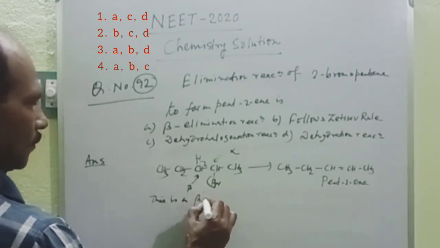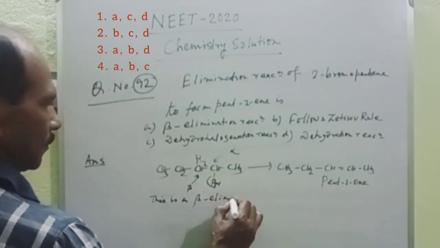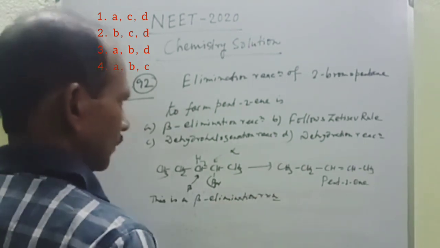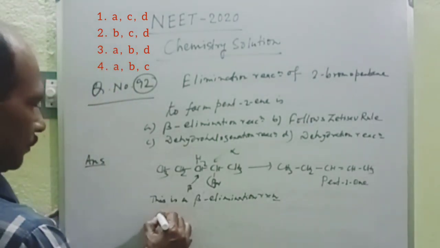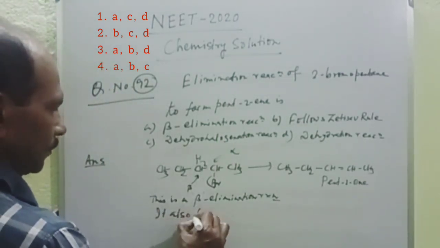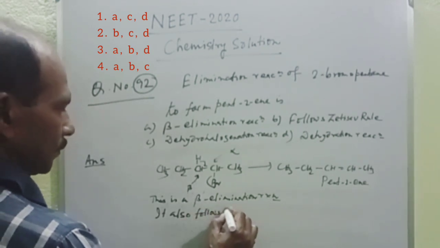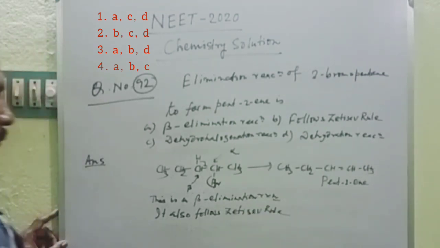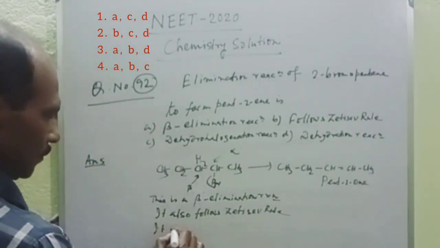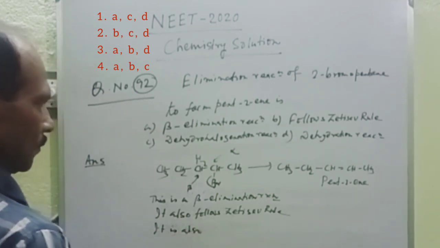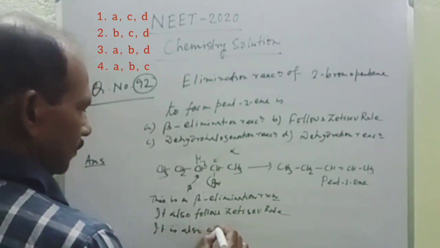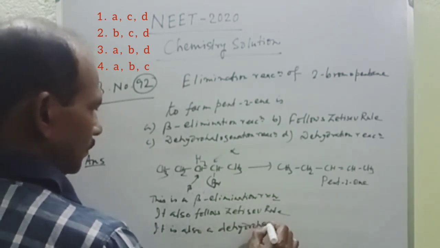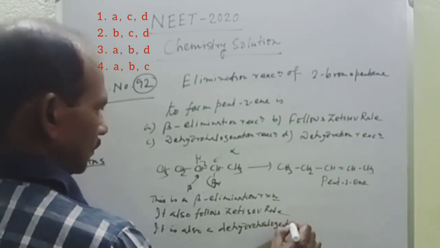Hence, this is a 1,2 elimination or beta elimination reaction. And it also follows the Zaitsev rule, that means Saytzeff's rule. And of course, it is a dehydrohalogenation reaction, as hydrogen bromide is eliminated here. This reaction is not a dehydration reaction because water is not eliminated here. The correct option is option number 4.